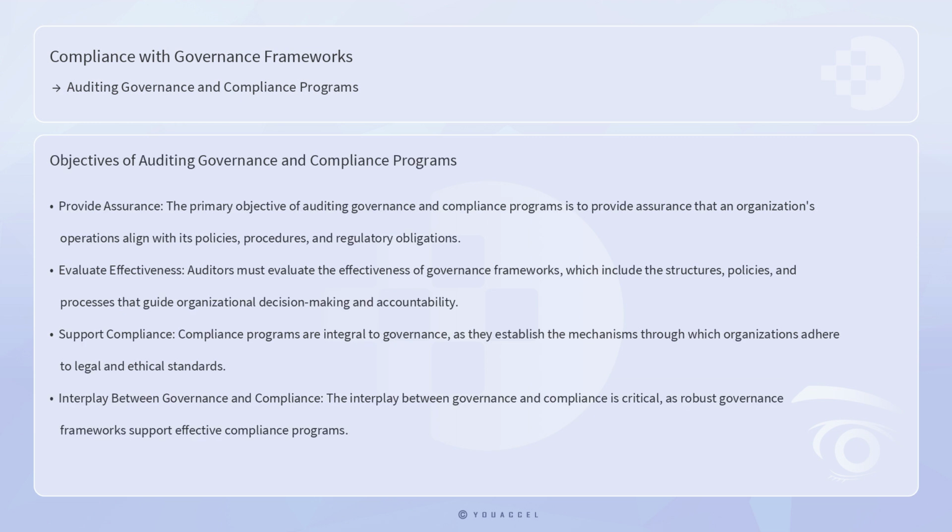The primary objective of auditing governance and compliance programs is to provide assurance that an organization's operations align with its policies, procedures, and regulatory obligations. Auditors must evaluate the effectiveness of governance frameworks, which include the structures, policies, and processes that guide organizational decision-making and accountability. Compliance programs are integral to governance, as they establish the mechanisms through which organizations adhere to legal and ethical standards. The interplay between governance and compliance is critical, as robust governance frameworks support effective compliance programs.